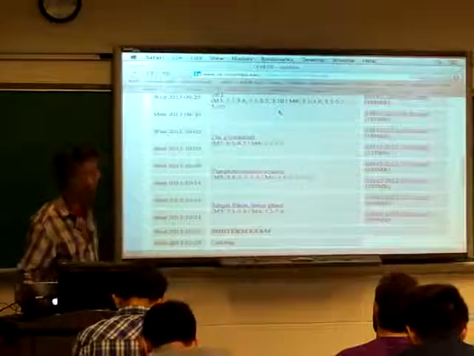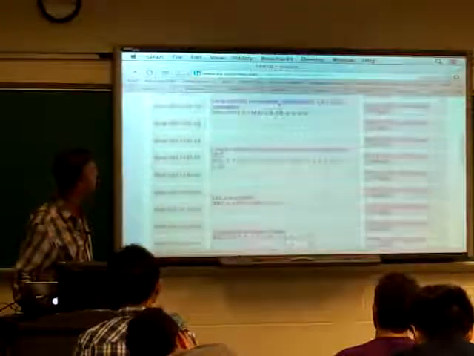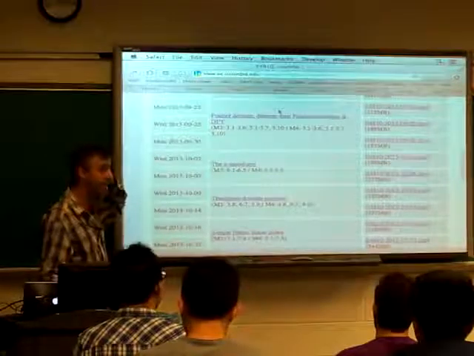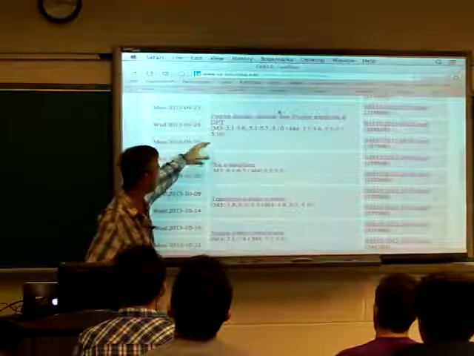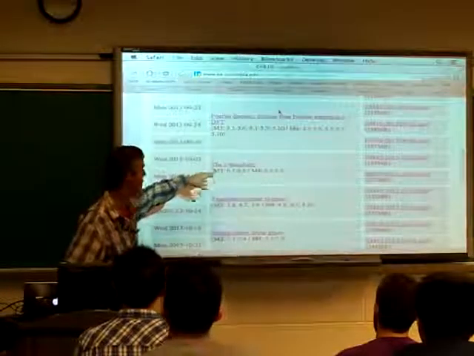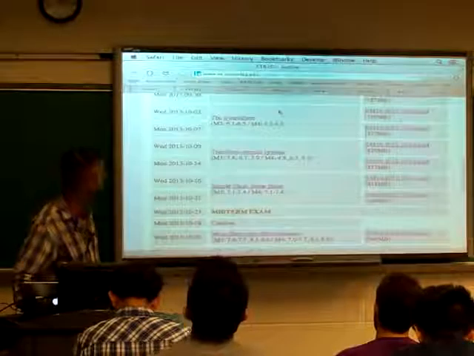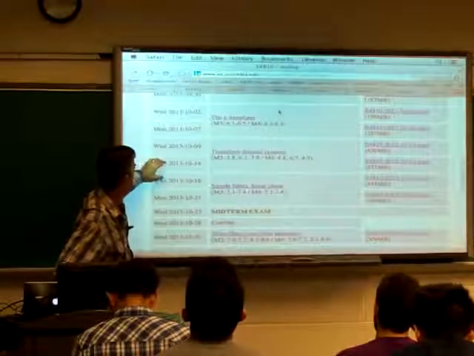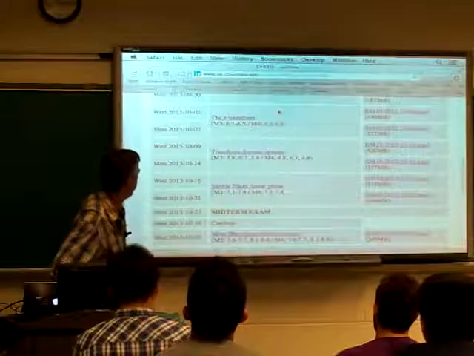Here's the outline of the class from the website. This is the plan, anyway. We're now here, October 7th. We're supposed to be finishing off the Z-transform, but we were about half a class behind, so we're midway through the Z-transform. We'll see how that goes. That's this week. Then next week, and then we have the midterm coming up.